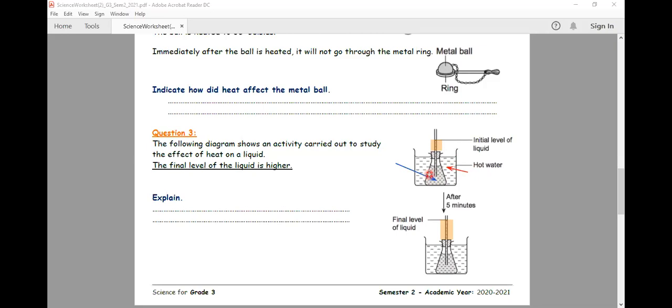Bravo Sasha. Bravo Zakaria. So, hot water heats the liquid inside the flask. The liquid expands. The liquid gets bigger. And the level of liquid rises in the flask.